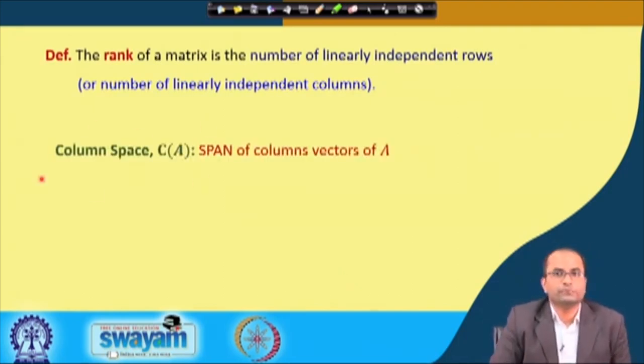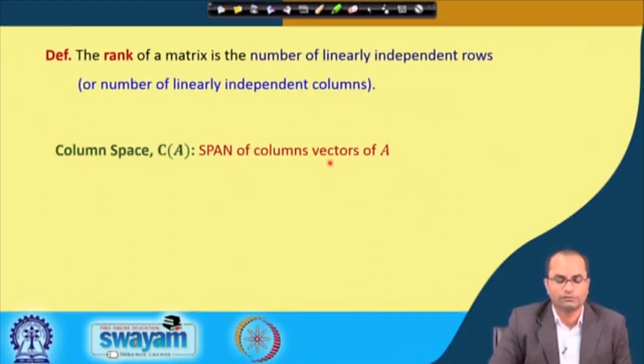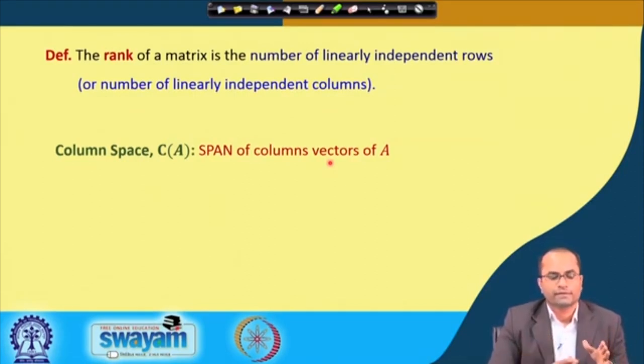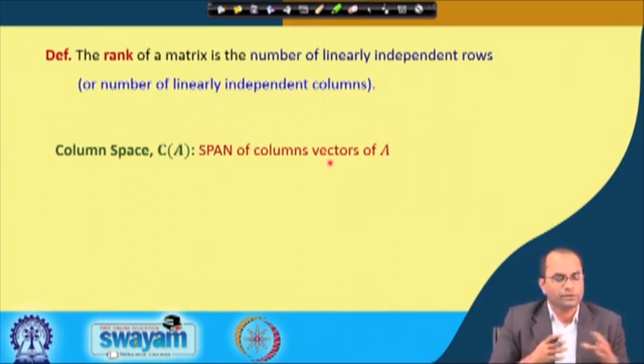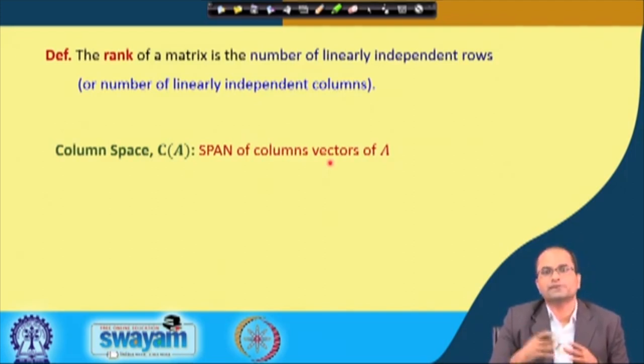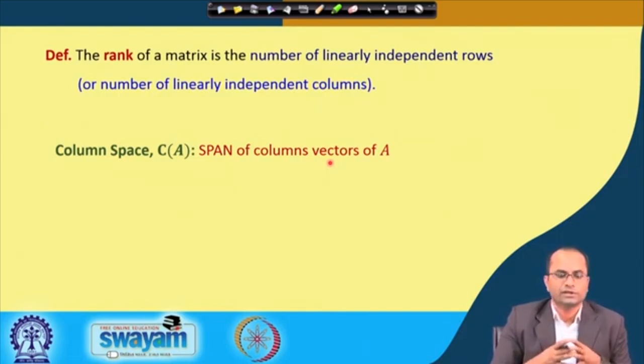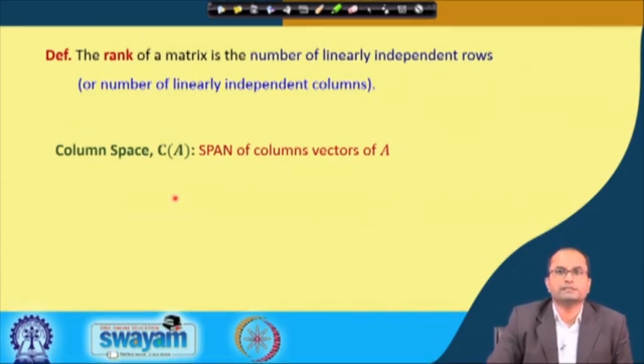One more definition we are going to give in a minute. Before that, we just define these two spaces. The column space is nothing but the span of the column vectors of A. So, for a given matrix A, we take its columns as vectors and then span them. That is what we call the column space, because the span of any vectors is a vector space, which we have already seen in previous lectures. So, here also the span of the column vectors of A will form a vector space, which we call the column space. So, the column space is a vector space that is nothing but the span of the columns of A.